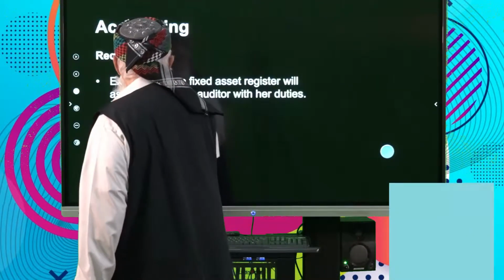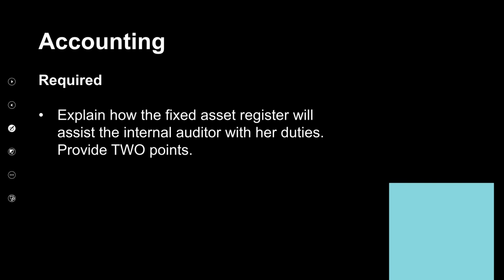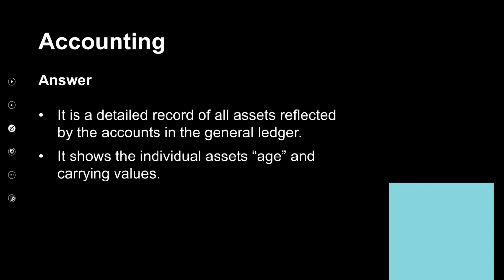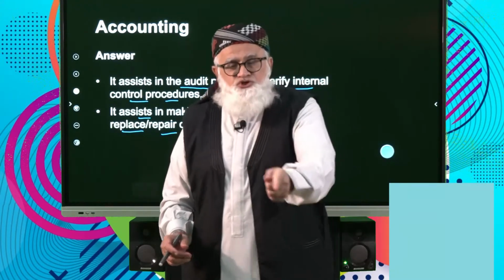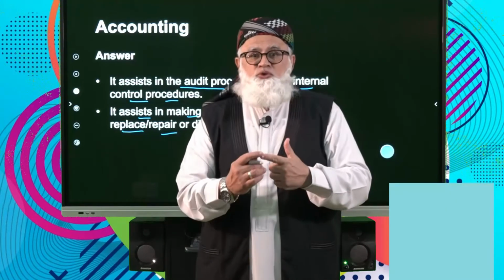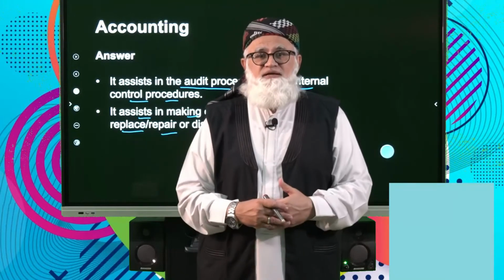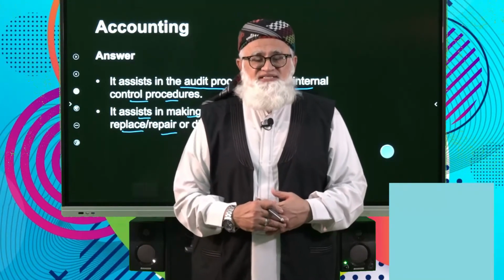Just before we conclude this section, just one quick appetizer here. Explain how the fixed assets register will assist the internal auditor with her duties. Clearly you can see it is a detailed record of all the assets reflected by the accounts in the general ledger. It shows the individual assets' age and the carrying values. It also assists us in terms of the audit processes to verify internal control procedures. It assists in making decisions as to whether to replace, repair, or dispose of older assets. So clearly your fixed assets register will have information regarding individual assets. You will be able to see which one is outdated, which one we have to replace, and the like. Okay guys, when you come back, we continue with fixed assets and asset disposal.